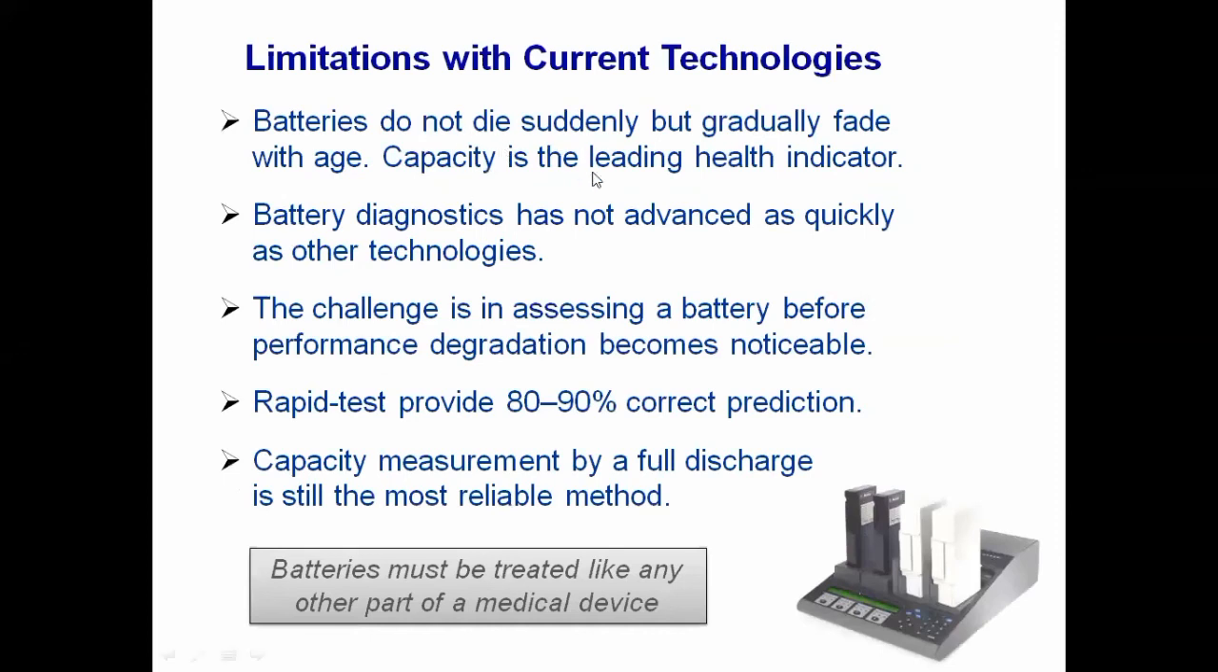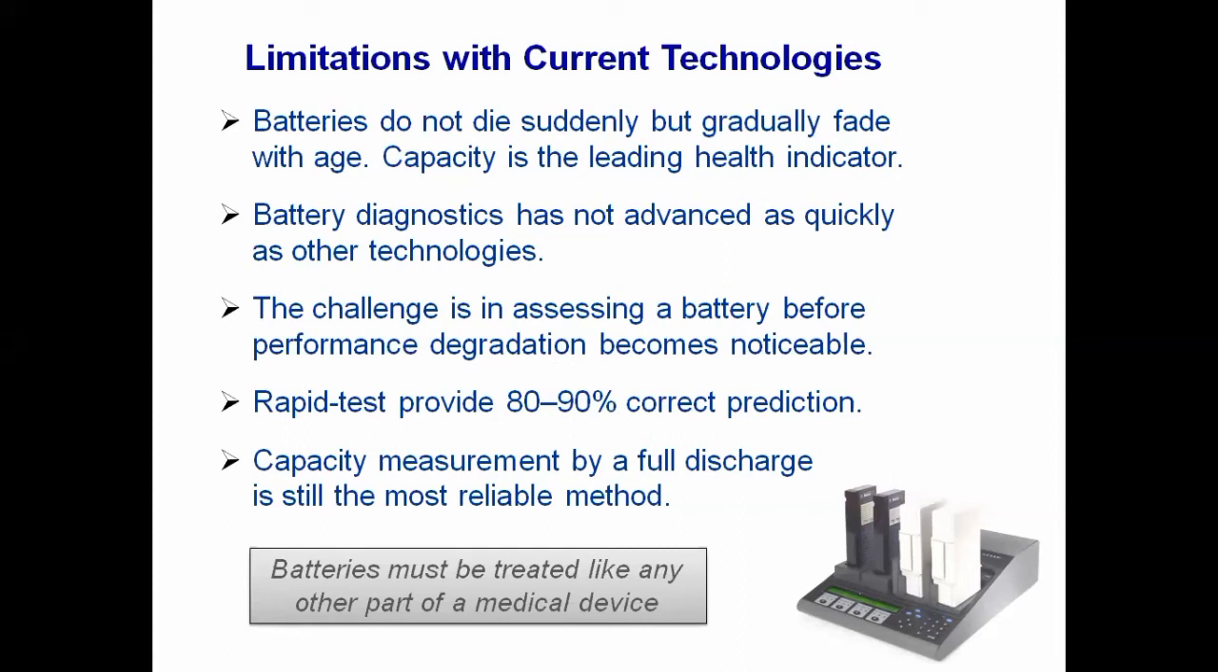Batteries do not die suddenly but gradually fade with age. Capacity is the leading health indicator. Battery diagnostics has not advanced as quickly as other technologies. The challenge is in assessing the battery before performance limitation becomes noticeable. Rapid tests provide 80 to 90% correct prediction, so testing is important when we are analyzing the performance of the battery.